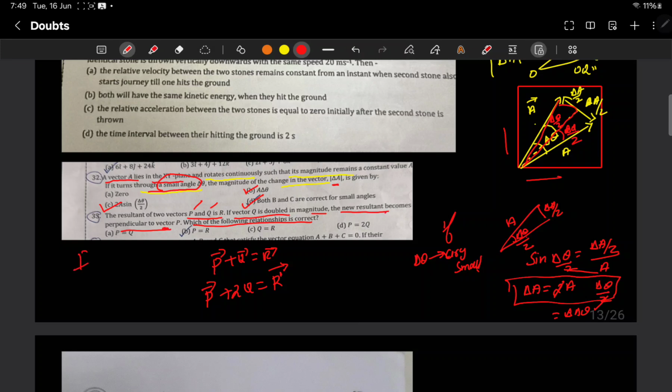அப்போ பர்பண்டிகுலர் அப்படின்னா we can use dot product. ஏன்னா a vector dot b vector is ab cos theta. If it is perpendicular, cos 90 will become 0. அப்போ that is the tool we are going to use it here.